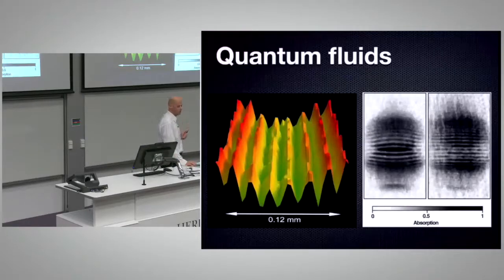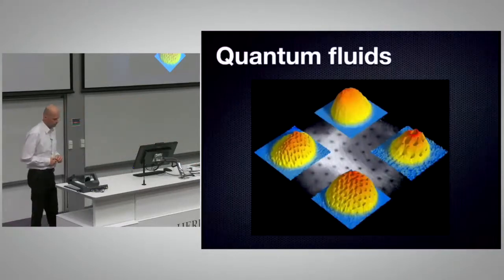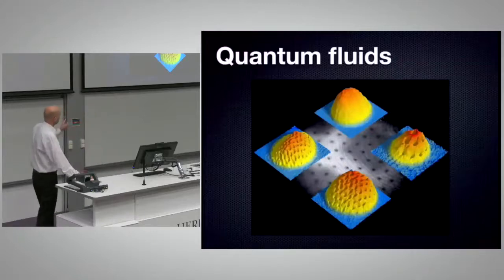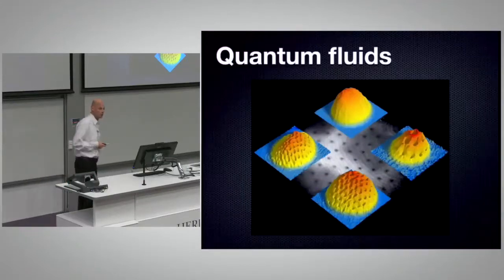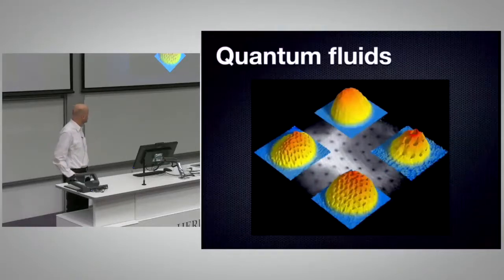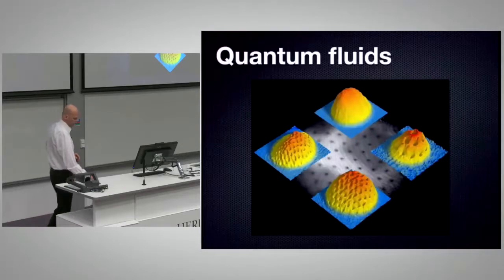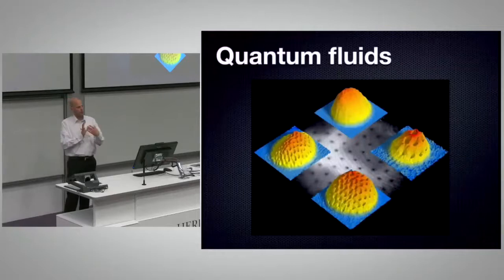So that's interference. That's the wave properties. What about the quantumness, the discreteness of these systems? And for that, you can look at the following thing. So we have four examples here, four clouds, four experiments done. And again, what you're looking at is the density of the cloud. And this picture, again, is from MIT, same group as we had on the previous slide. What they've done here is they've taken the cloud and they have tried to stir it, to rotate it.